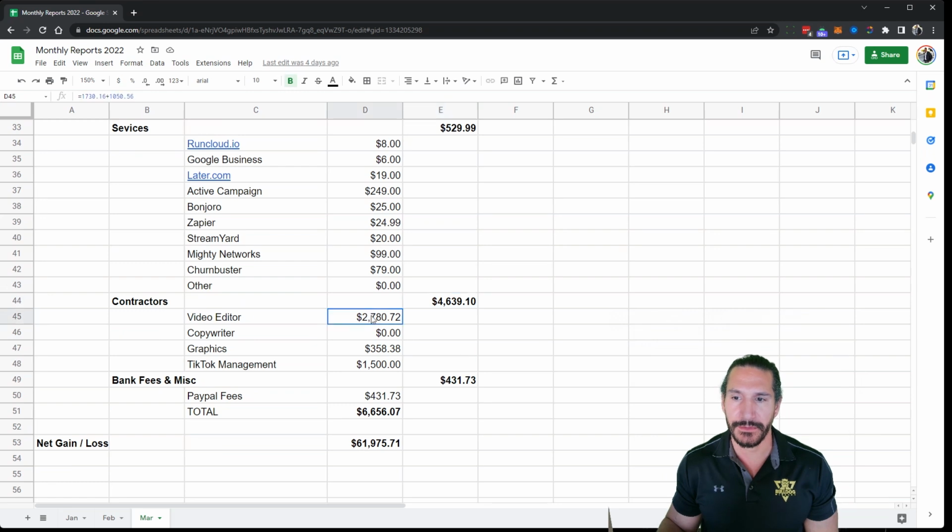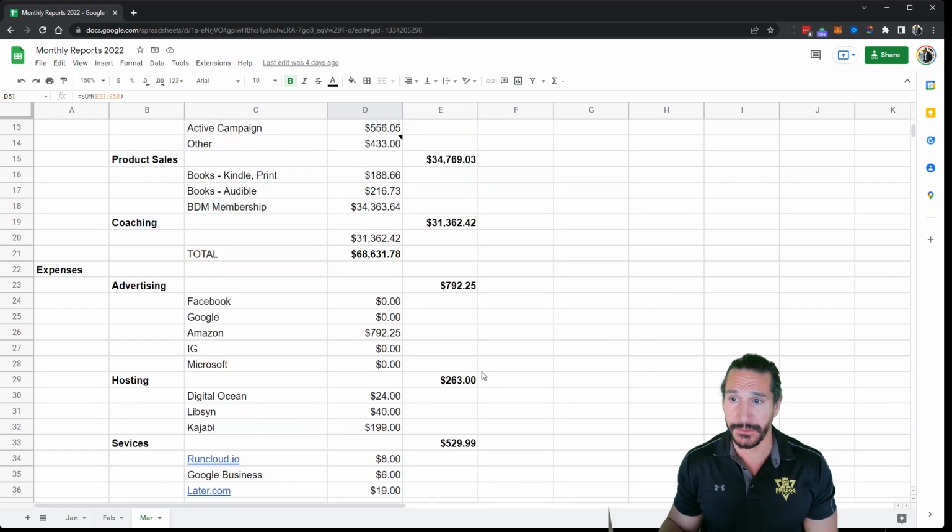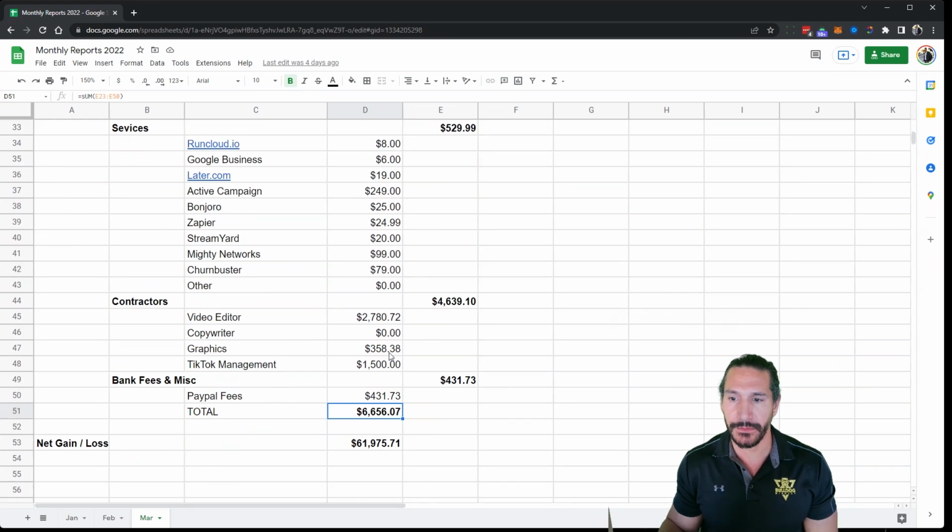Contractor expenses, so I've got a video editor, a couple of video editors, actually, a graphics guy, and a guy managing my TikTok account. So that's where those expenses come from. Some of those are kind of optional as well. So not a huge amount, some big fees. Total expenses come to about $6,600. Not a lot, right? Off of that income. So then you end up with a profit of $61,975.71. Pretty solid profit.